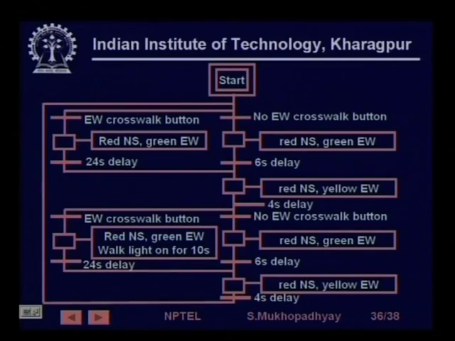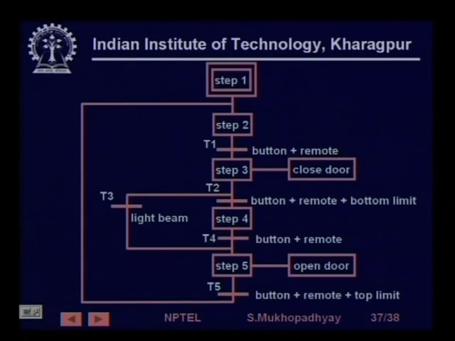So, we have the two. Let us first look at the next one, which is simpler. Here you have the garage door. Let us see how they have modeled it. So, if the button is pressed, you have step 1 going to step 2 going to step 3. This is the closed door.